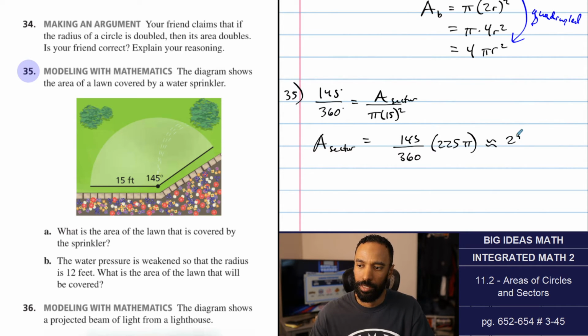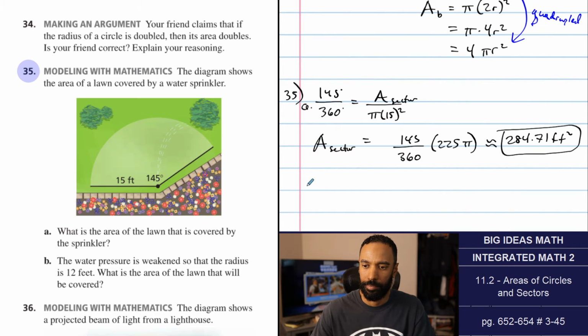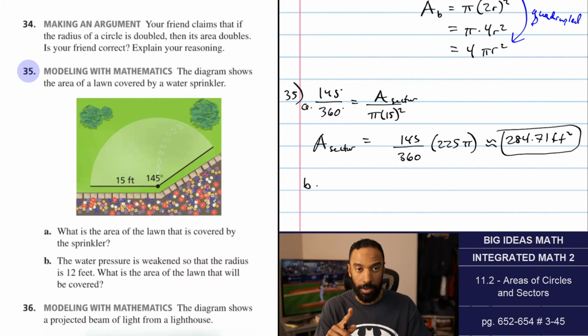284.71 square feet. That's part A. Part B, the water pressure is weakened, so the radius is 12 feet. This goes right off of 34. So it's weakened to 12 feet. What is the area of the lawn that will be covered?